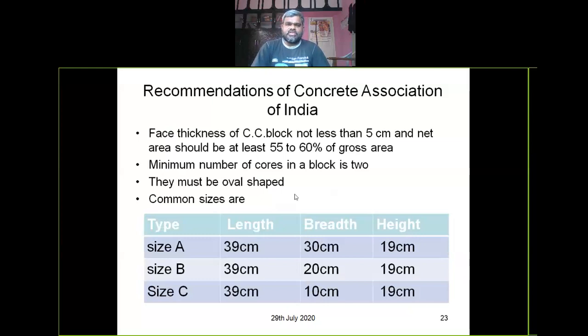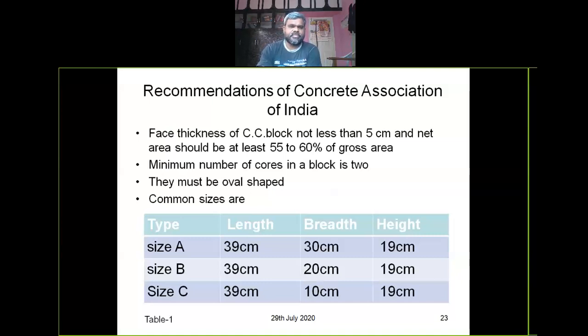And the Concrete Association of India gives some recommendations for CC blocks. Face thickness of a CC block should be not less than 5 centimeter, and net area should be at least 55 to 60% of gross area. The minimum number of cores in a block is 2. They must be oval shape. These are the common sizes. Size M is 39 centimeter by 30 centimeter by 19 centimeter, and these are the common sizes of different hollow bricks as per Concrete Association of India recommendations.